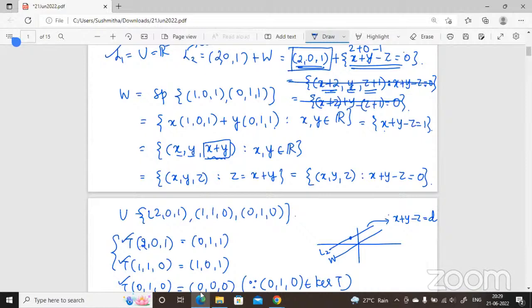Yes, ma'am. So the equation of L2, it's parallel to W. So it's going to be like this: x plus y minus z is equal to some d, right? Instead of 0, it's going to be some d. So if I know any point in L2, then I can find out the value of d, right? And I know (2, 0, 1). So with that, we'll get d.